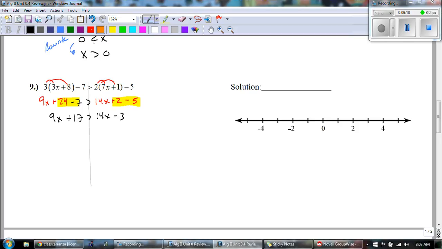Okay, and now I need to get the variable to one side. So I'm going to get the variable over here. And then we've got 17 is greater than 5x minus 3. And why don't we see if you guys can solve it from here. Go ahead and pause the video, and good luck.